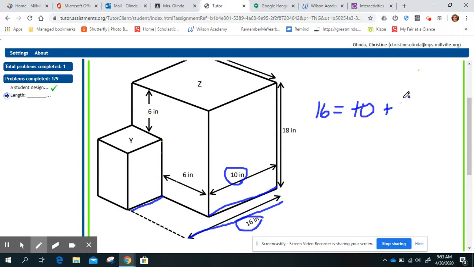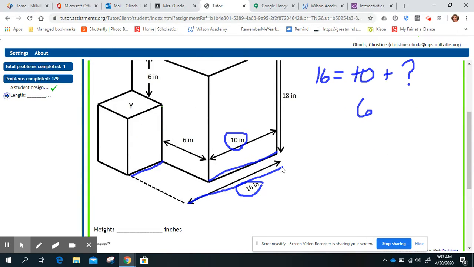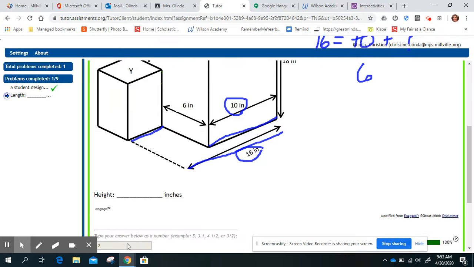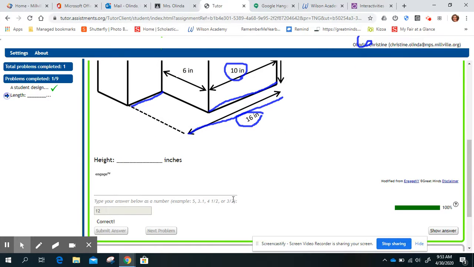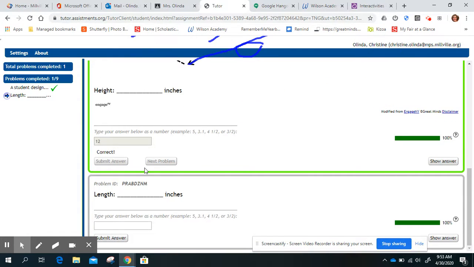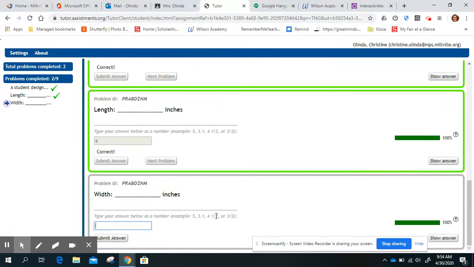So now I just have to find the missing part, and that missing part would be this line here, because this line plus this line has to equal 16. So I know this line is 10, so the missing part has to be 6, because 6 plus 10 is 16. And then I type that here. And I hit submit, and it's correct, so we go to the next problem.